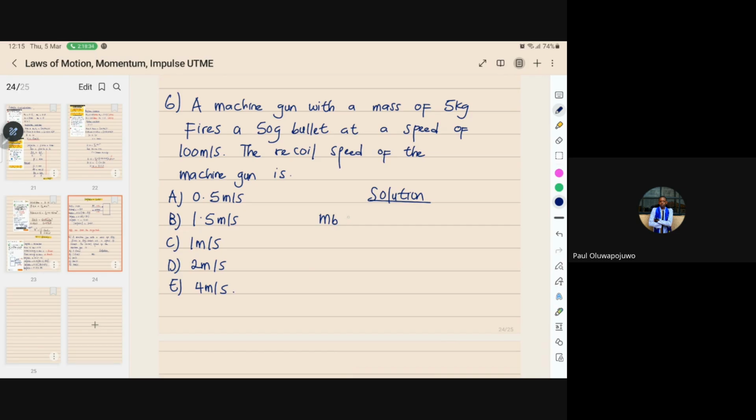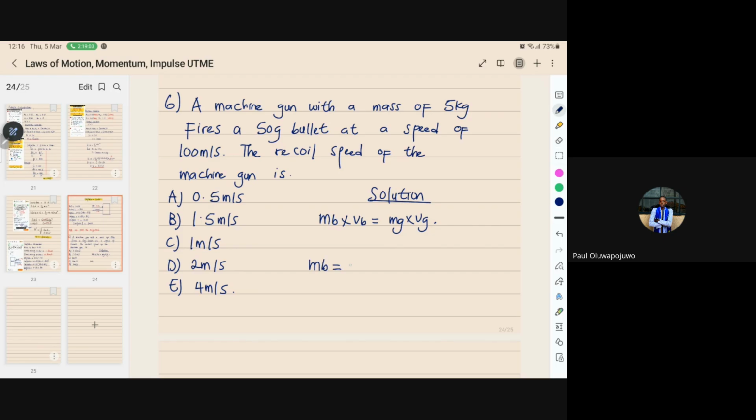So now MB times VB is equal to MG times VG. Now MB, mass of the bullet, VB, velocity of the bullet, MG, mass of the gun, VG, recoil velocity, speed of the gun. So now they gave us the mass of the gun.